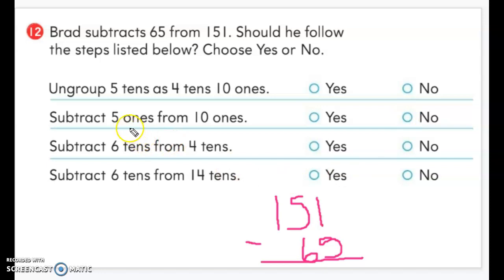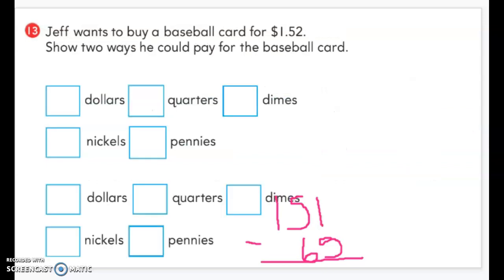Then you subtract 5 1s from 10 1s. Is that true? Do you subtract 5 1s from 10 1s? Yes or no? Then you subtract 6 10s from 4 10s. Yes or no? Then subtract 6 10s from 14 10s. Yes or no? Is that how you solve it? Hit pause to think through it. Hit play when you're ready.